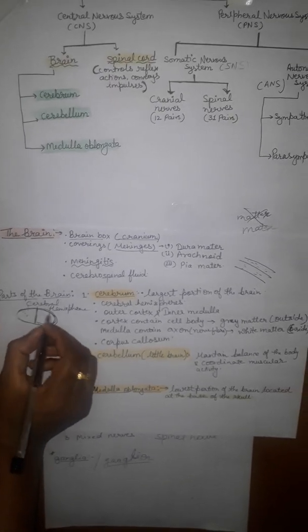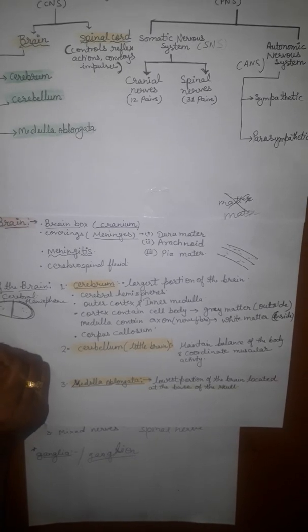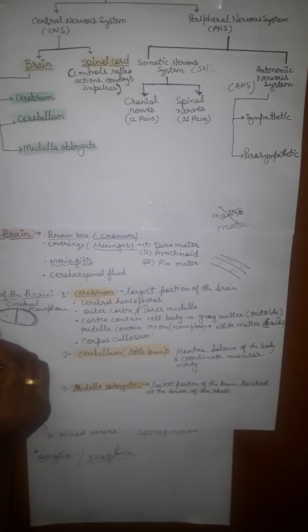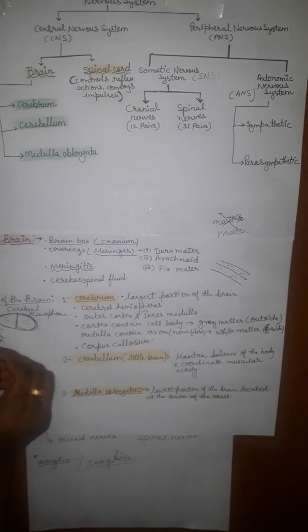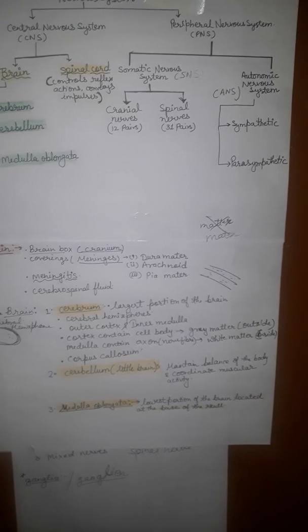The cortex contains the cell body. Here is the cell body. You know, in my previous video, it's explained. This round part contains nucleus, dendron, dendrite, all. This part is called cyton and this part is called axon or nerve fiber.